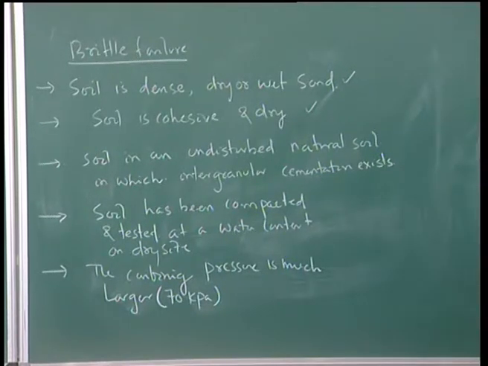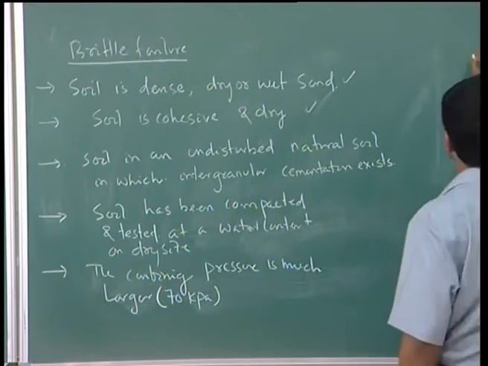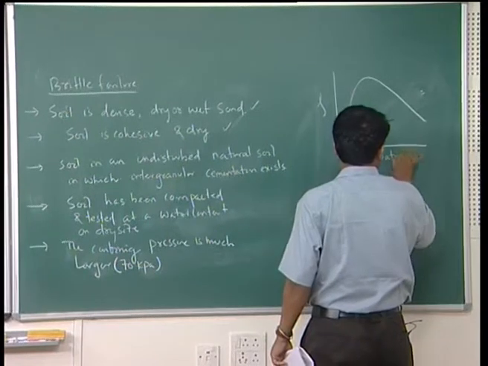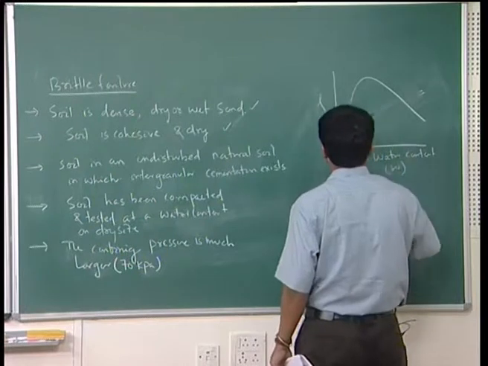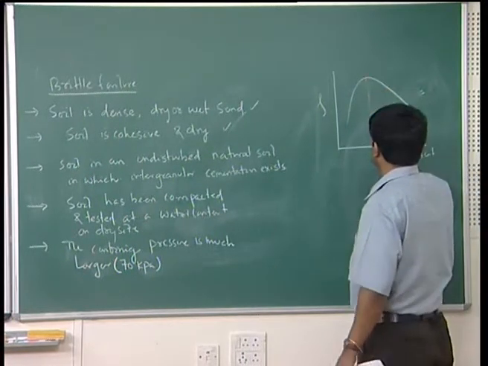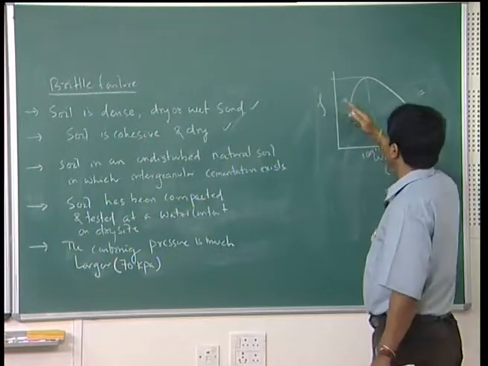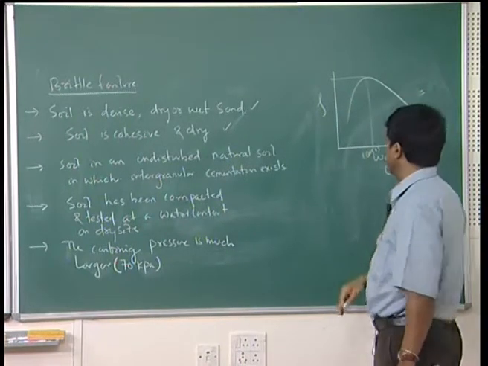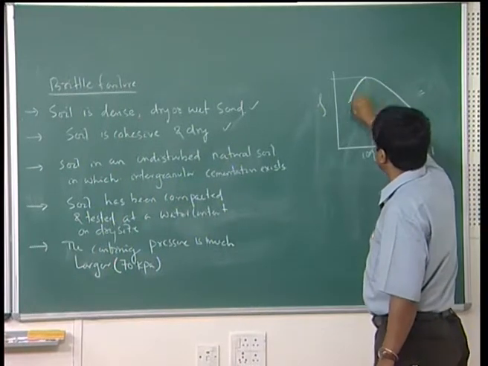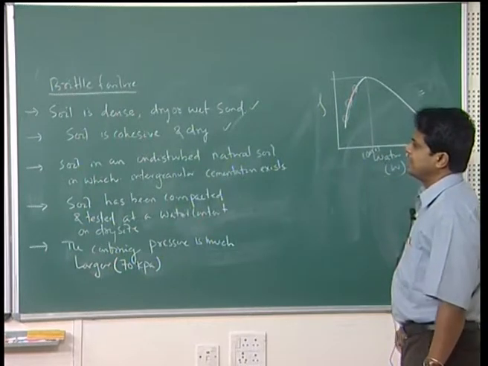Then case 4: soil has been compacted and tested at a water content on the dry side. Let us say this is the compaction curve. If this is my OMC and this is your maximum dry density, this side is called the dry side and this is called the wet side. It is called the dry side because this water content is less than your OMC, and here the water content is more than your OMC. If soil is compacted and tested at a water content on the dry side, then it can exhibit brittle failure.